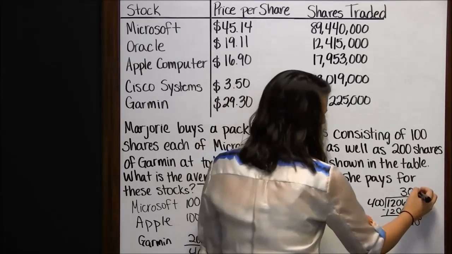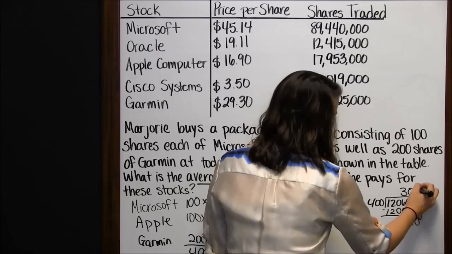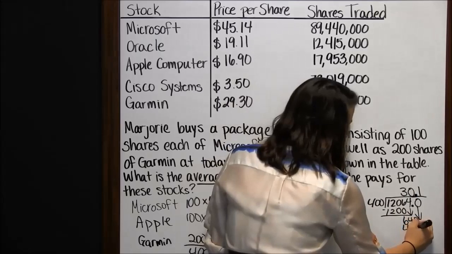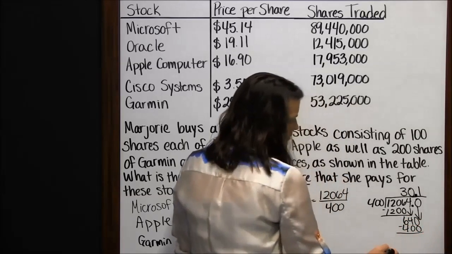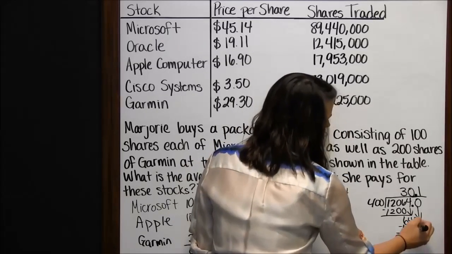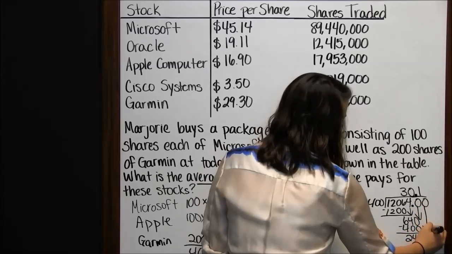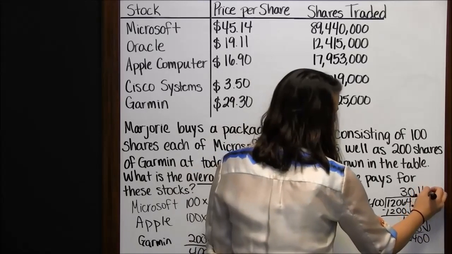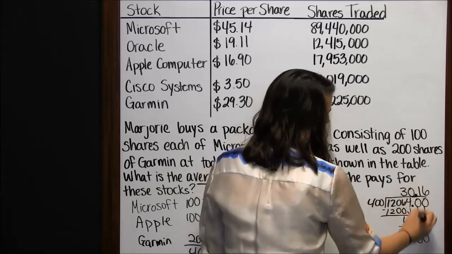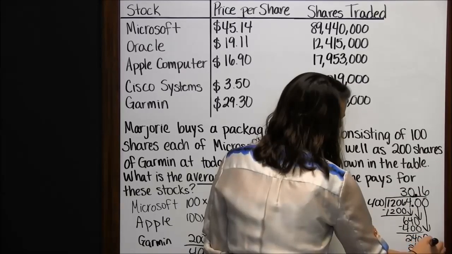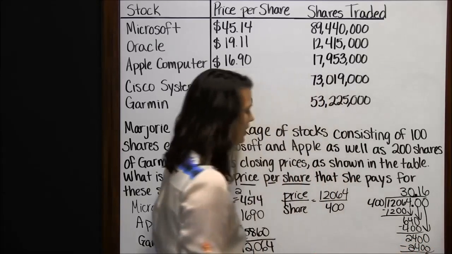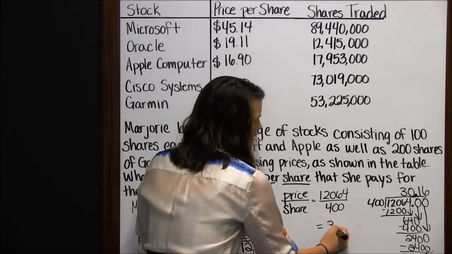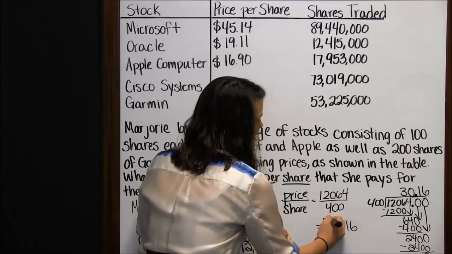400 goes into 640 1 time, so bring that decimal up. 1 times 400 is 400. And then you subtract and you get 240. Add another 0, bring it down, and 400 goes into 2400 6 times. 400 times 6 is 2400. You subtract and you get a remainder of 0, which means the average price per share is $30.16.